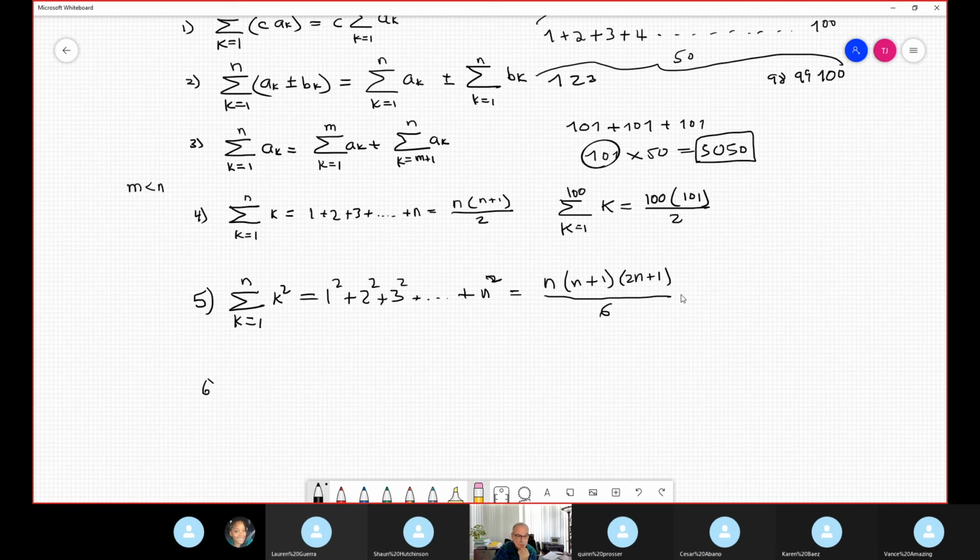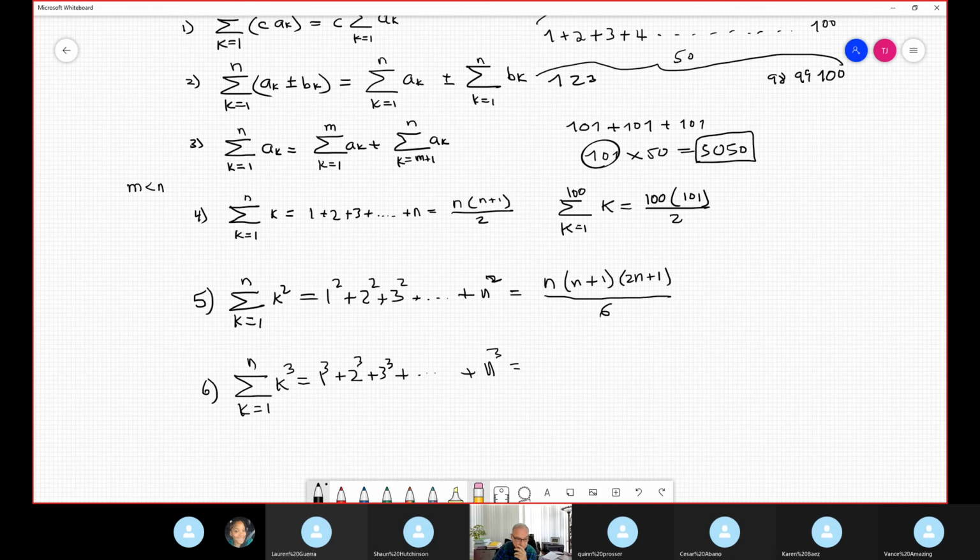Okay, and number 6 is exactly the same, but cubic. 1 cubed plus 2 cubed plus 3 cubed, and so on. So 1 plus 8 plus 27 plus 64 plus up to n cubed. The formula is, look, this is unbelievable. The formula looks similar to the previous one. I don't know why.